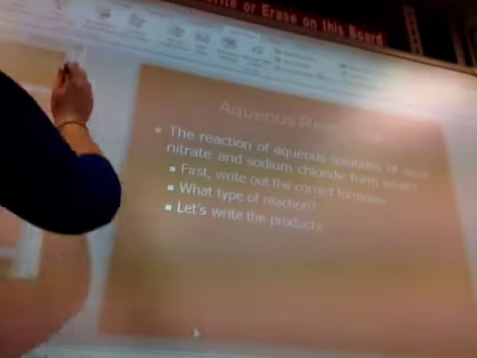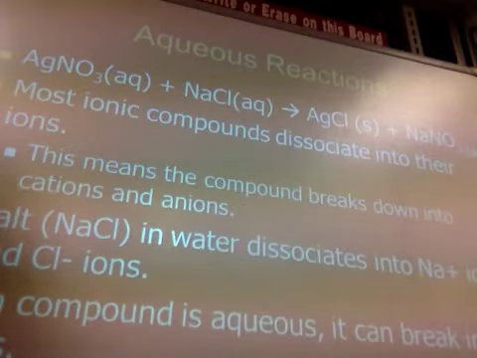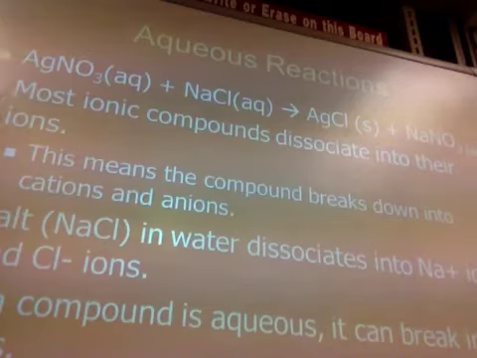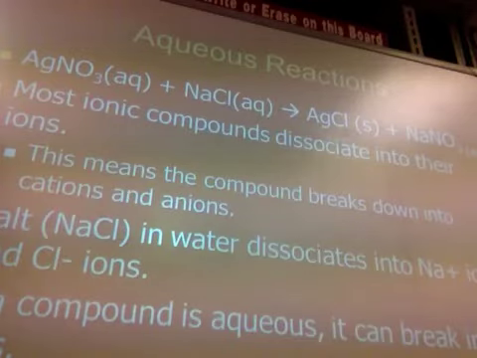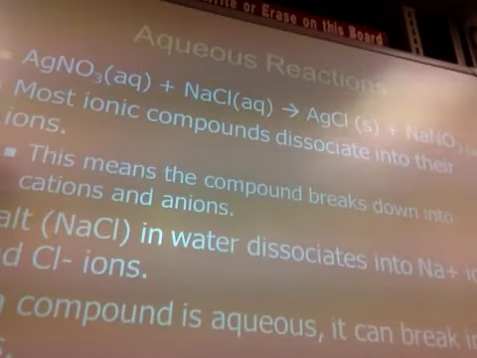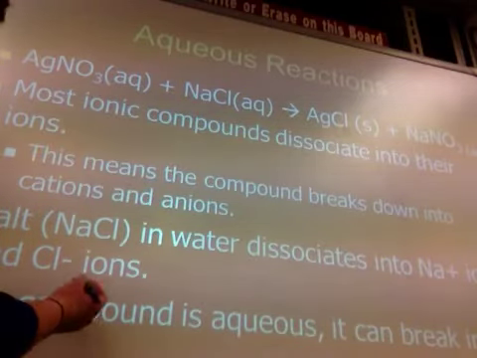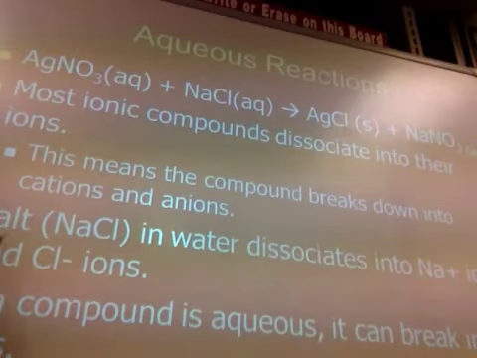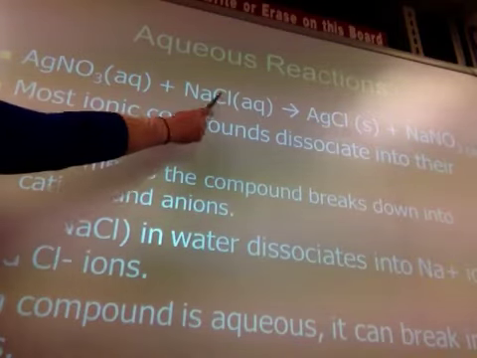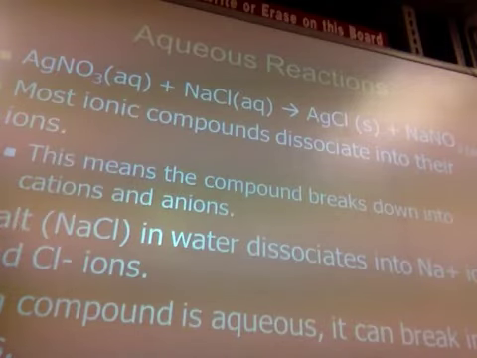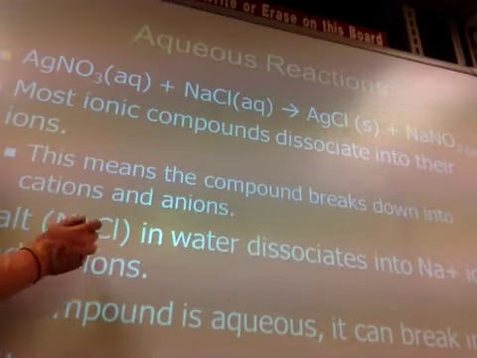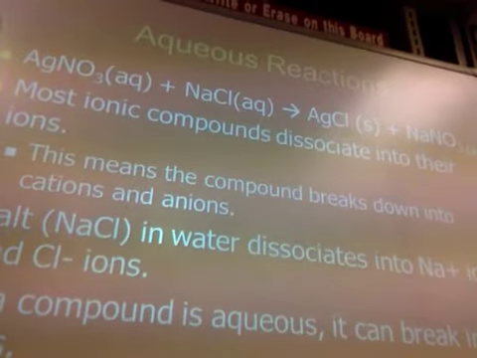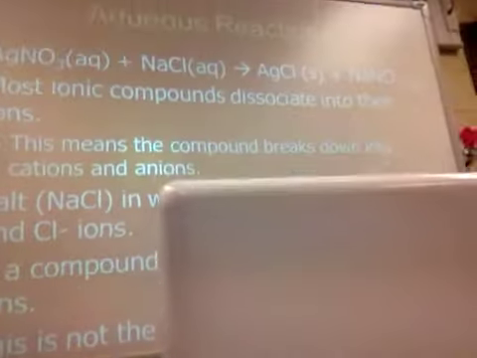So let's go back to our PowerPoint slides. So we have our reaction. This is exactly what you guys wrote out. It was awesome. Most ionic compounds can dissociate into ions when they're in an aqueous solution. So what this means is that the compound will break down into its cations and its anions. So let's say, for example, that we have salt, which is what we had up here as an aqueous solution in this reaction. Salt, NaCl, in water will dissociate, and I realize that you guys can't read all of that.